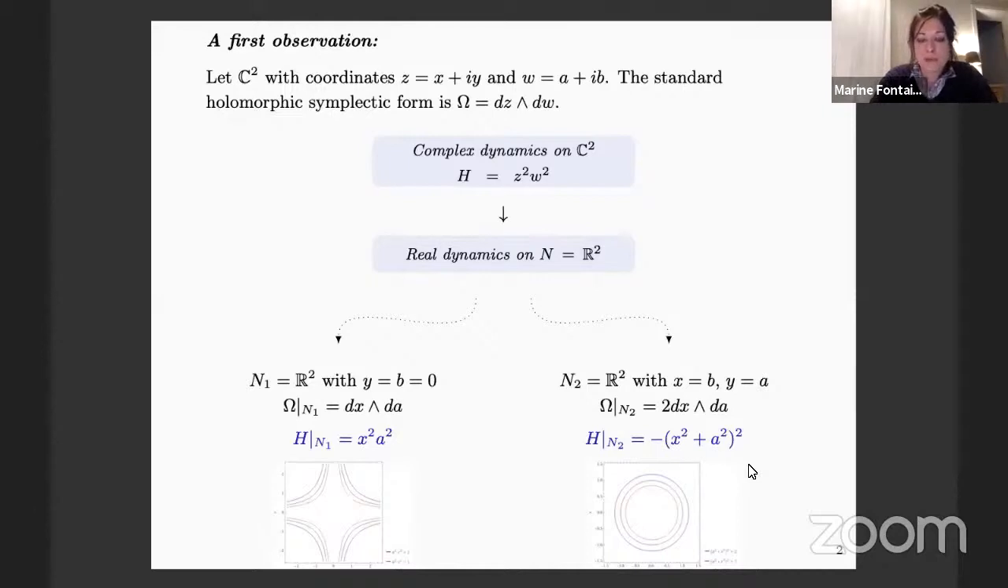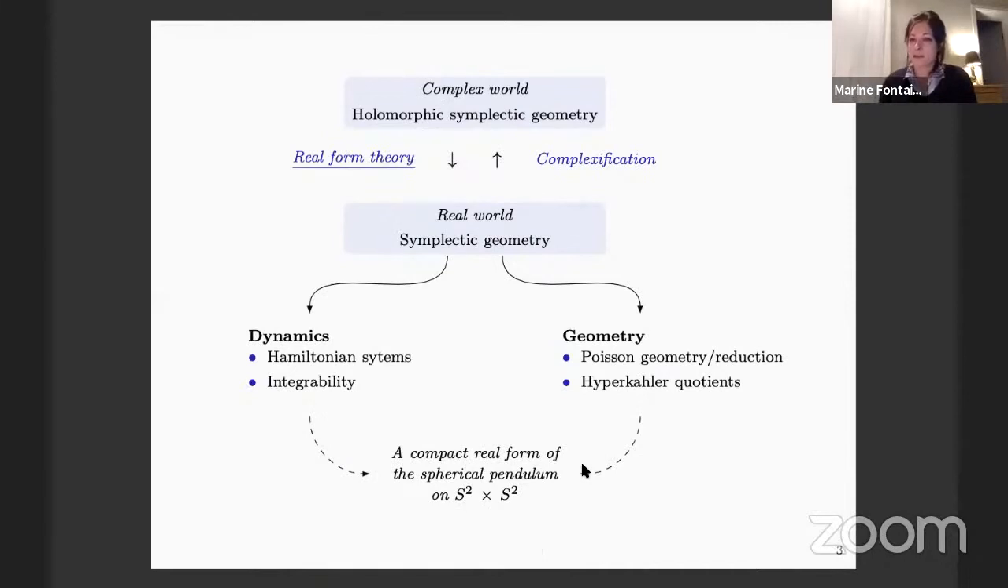If you have the Hamiltonian, you can get the Hamiltonian vector fields. In that case, because it's two-dimensional, the flow lines, if you forget about parametrization, are just level sets. So you already observe that you have different dynamical systems on different real forms. This is what we would like to show in this talk, but we would like to be a bit more general. We will take a holomorphic symplectic manifold that we fix, and we try to obtain a theory that tells you how to obtain a real dynamical system on a symplectic real form.